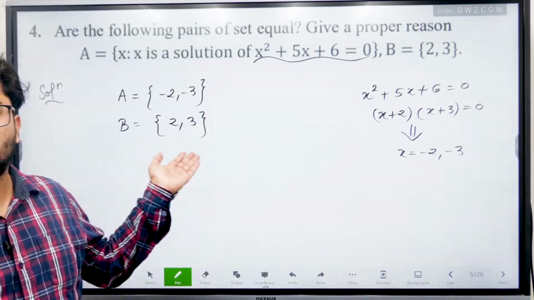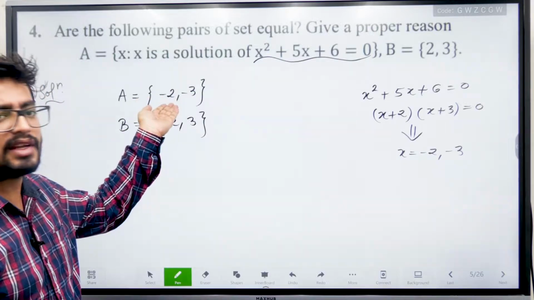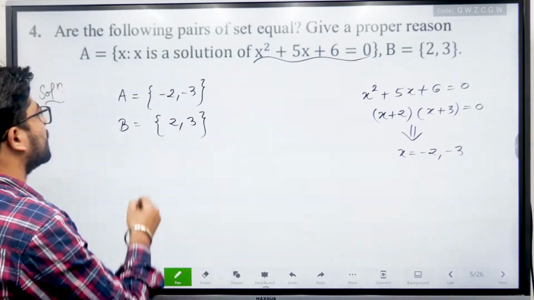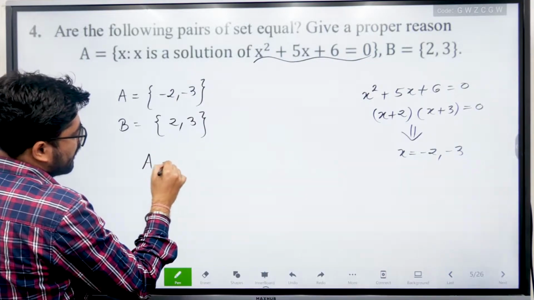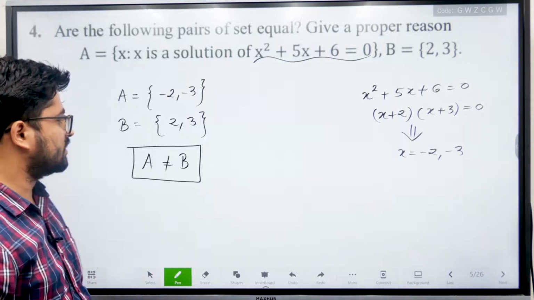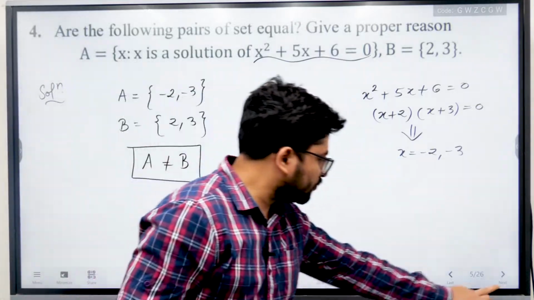So are they equal? No. Here you have 2, but in set A you have minus 2. So they do not have exactly the same elements. So A and B are not equal sets. A is not equal to B. This is the final answer. Now let's move to the next one.